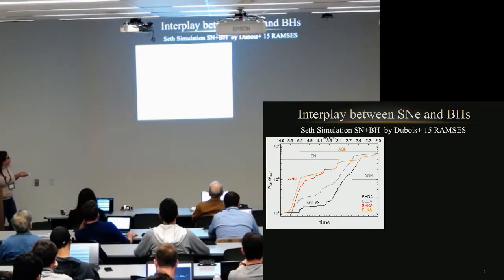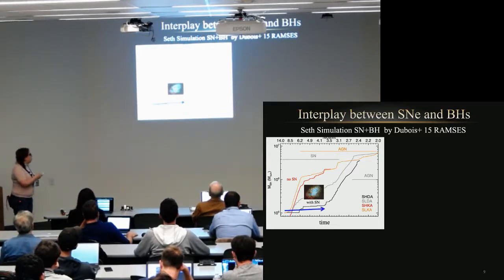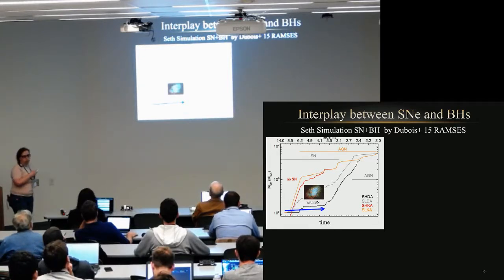And we see here the mass of the black hole. This is the time. The red line is with no supernova feedback. The black line is with supernova feedback. We find that if we add this supernova feedback, the black hole growth is suppressed until some critical mass. And once you reach this point, there's a rapid growth. If we look at the no supernova feedback, the growth is instantaneous or very early.